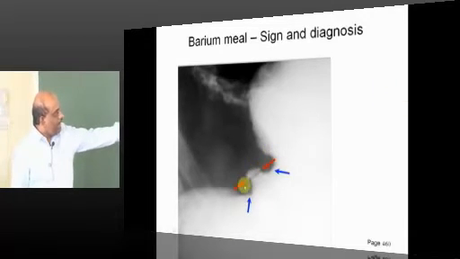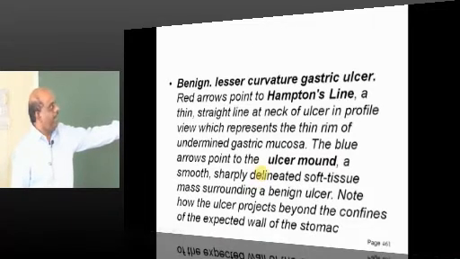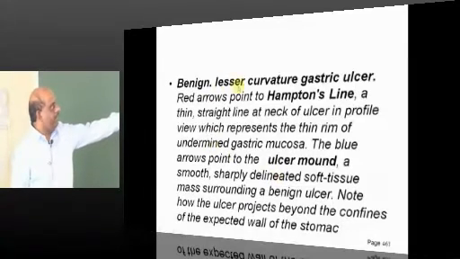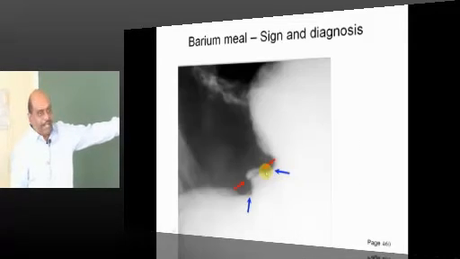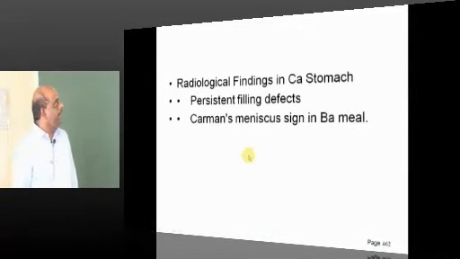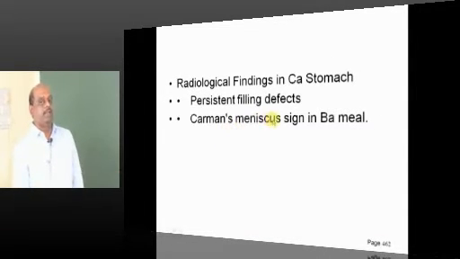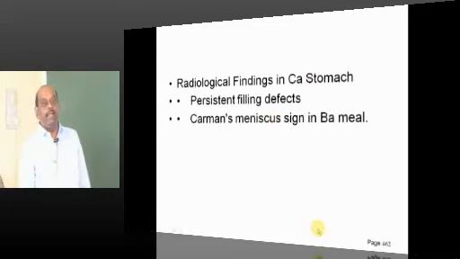What is this line called? Hampton's line. Basically on the lesser curvature, whenever you have a gastric ulcer showing Hampton's line, typically you consider it a benign ulcer, is what needs to be remembered. There is one more sign called Carman's meniscus sign, which is another important feature you find in malignant stomach ulcers.